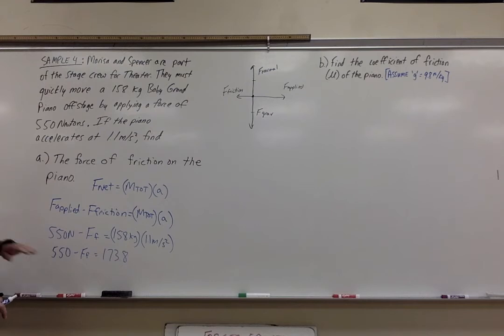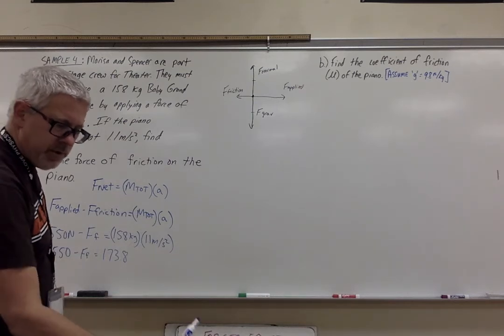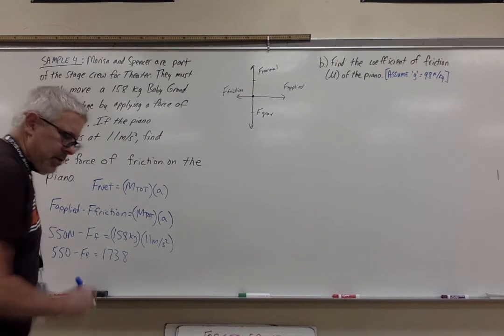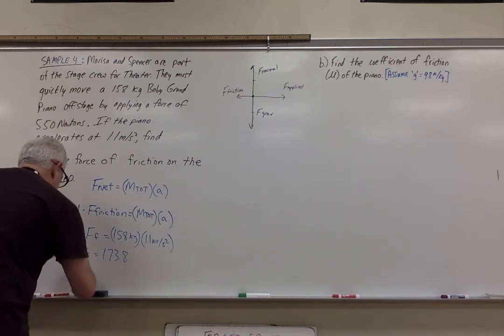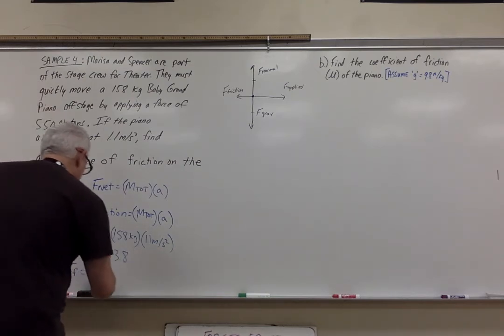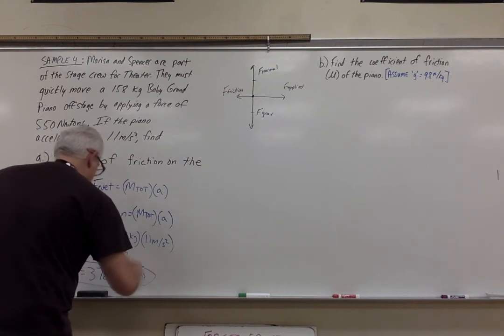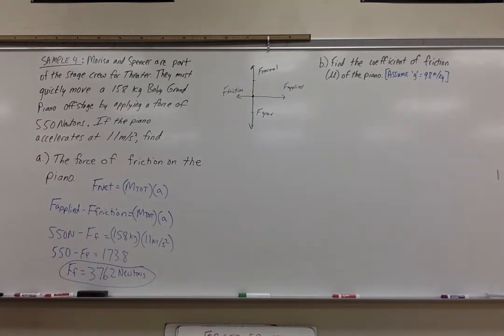So when I do this, I'm going to subtract 550 from both sides. I get negative force of friction, which will get me a negative value. So I can make both of those be positive in this particular case. That gives me force of friction. It's going to be 376.2 newtons. Probably round that off. So that is my force of friction.